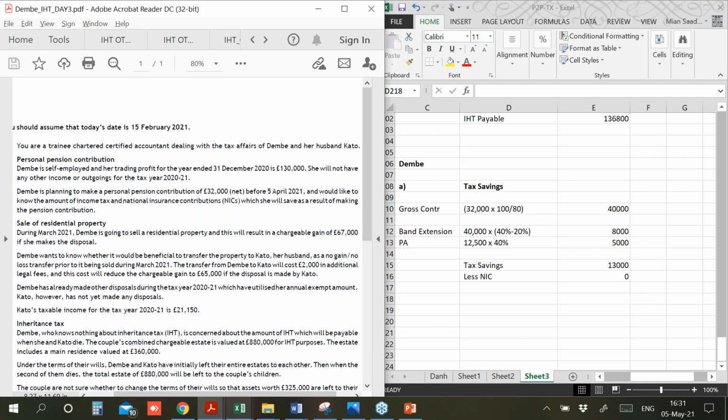by Kato. Now guys, before we read the question further, I want to ask you that between spouses, if they transfer the asset to each other, will it give rise to any CGT?